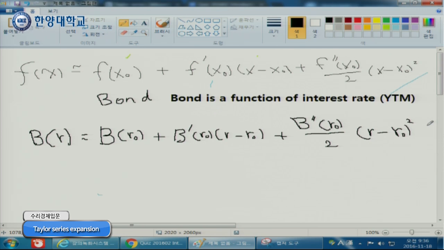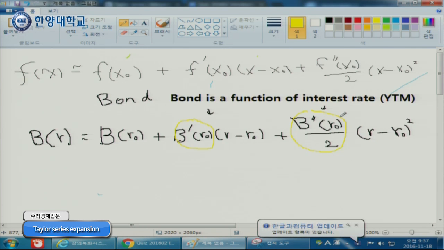Now, we already don't know B(R0) because it's today's bond price. So if we know this part, first and second derivative, all we have to do is get this one and this one. Then we can simulate future bond price by plugging new interest rate over here. Now we can simulate what will be the future bond price, right? What a beautiful property. So this is very popular in finance, in bond, right?